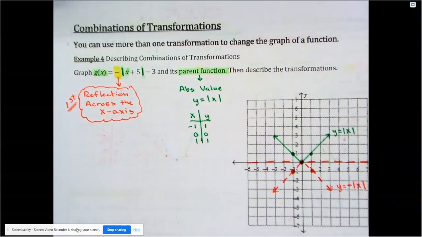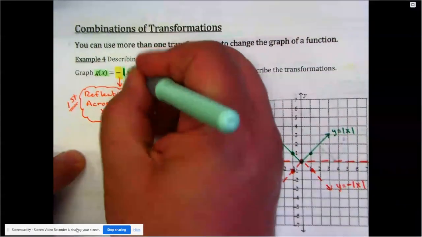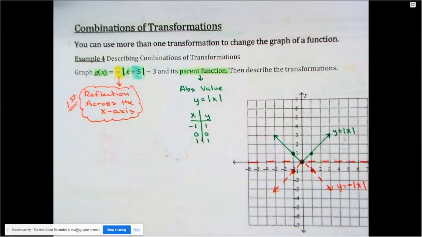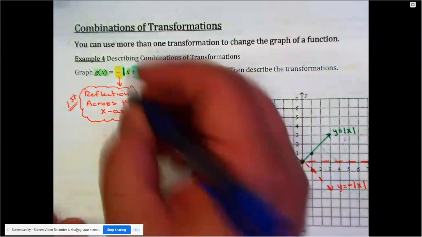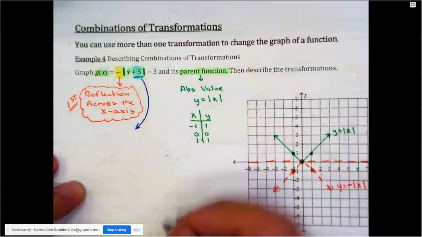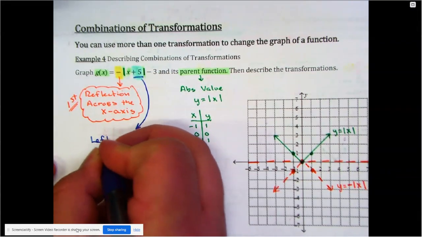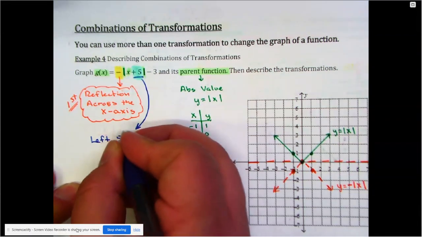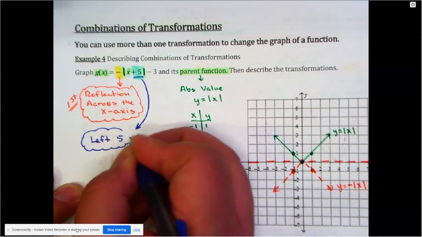Well, we also see here that they have a 5 right there. Now, the 5 is inside the parentheses, and so we've said before, if you're inside the parentheses, this is when we move side to side. But when we move side to side, this is when we think opposite. So that positive 5 in there just means we're going to go to the left. We got to think opposite, 5 spaces. So again, that's what that 5 is doing for us. We're going to go left 5.